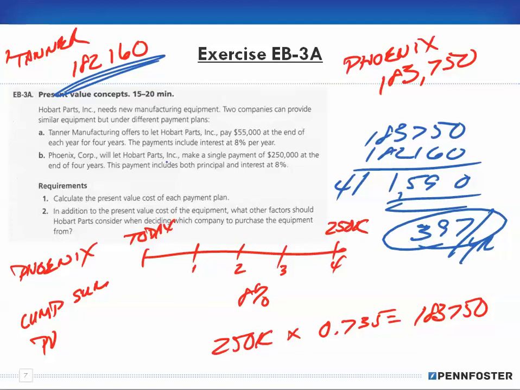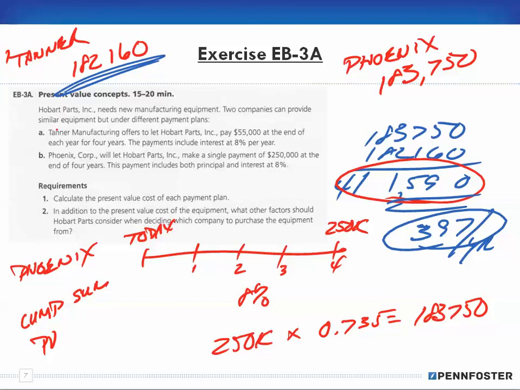Now, if you look at number 2 here, it says, in addition to the present value cost of the equipment, what other factors should Hobart consider when deciding upon which company to purchase the equipment from? I mean, some people will just say, hey, I just want the bottom line, and the almighty dollar is what's important. I'm going to end up saving $1,590, so I'm going to go with Tanner. But just because you're going to save money, it may cost you in the long run.